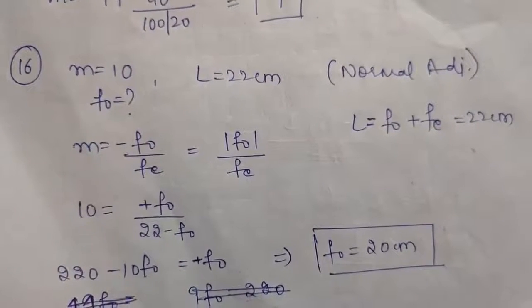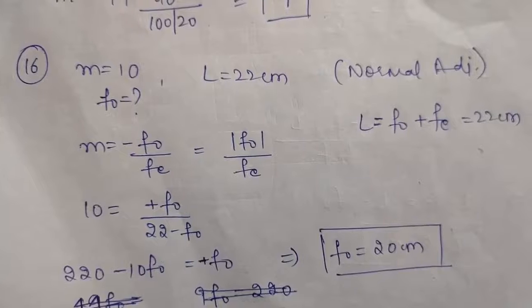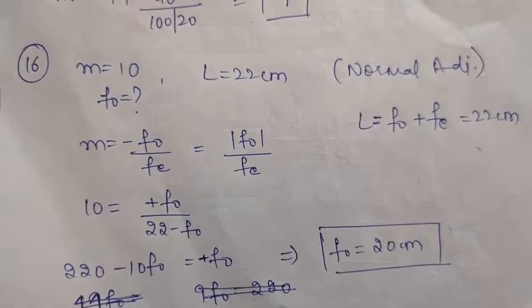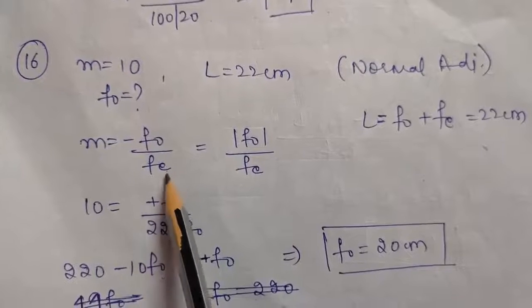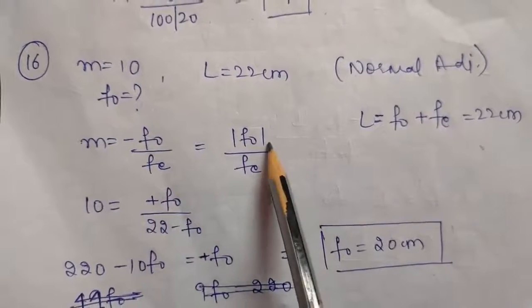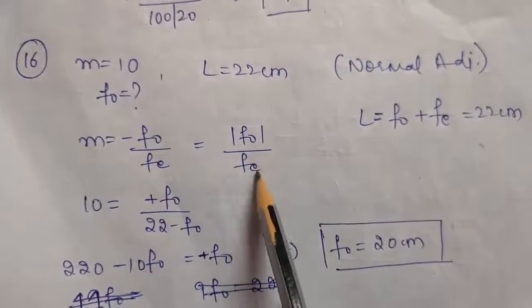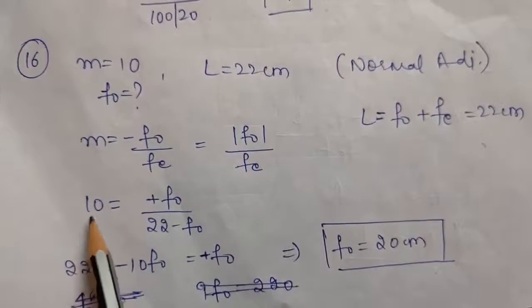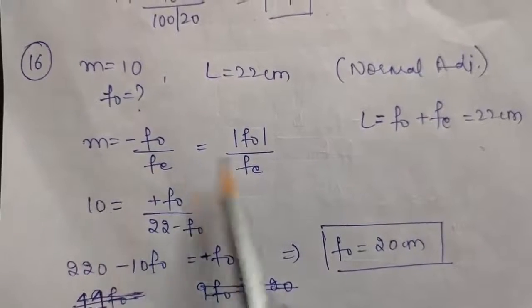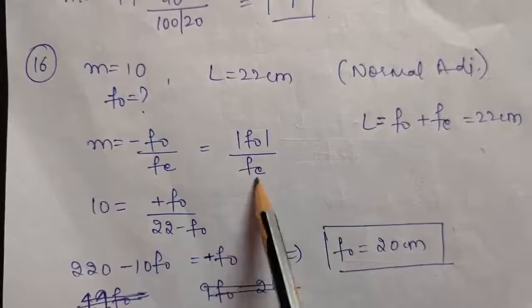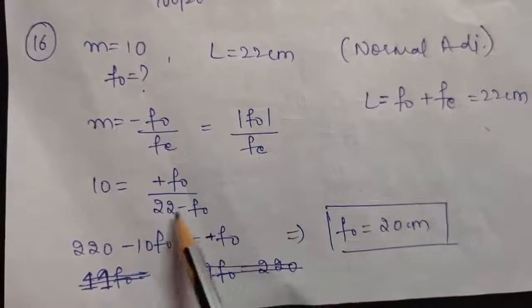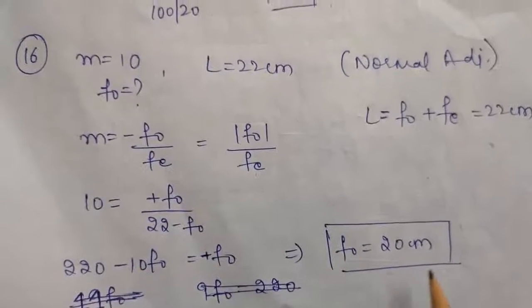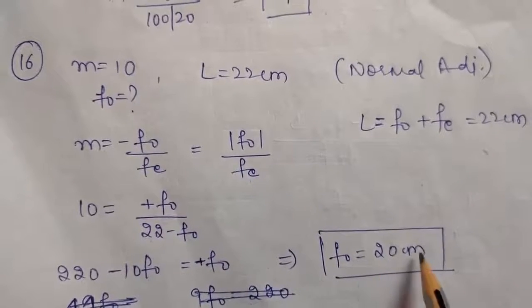So first of all, let us use the formula of magnifying power in normal adjustment, which is minus f naught upon fe. And if we are talking about magnitude only, that will be f naught upon fe. So this is given to be 10. So that means magnification 10 is equal to f naught upon fe. So calculate fe from here. That will come to be 22 minus f naught. Put it here. Solve it. You will get f naught to be 20 centimeters.